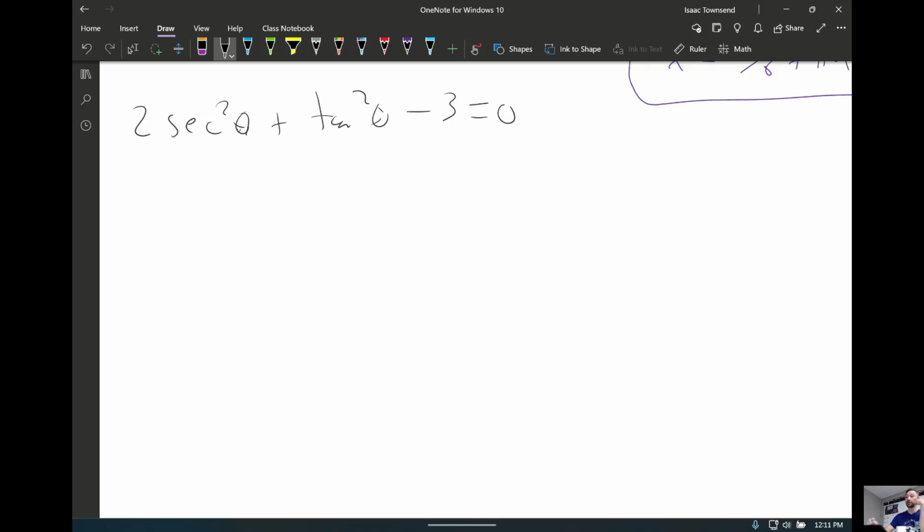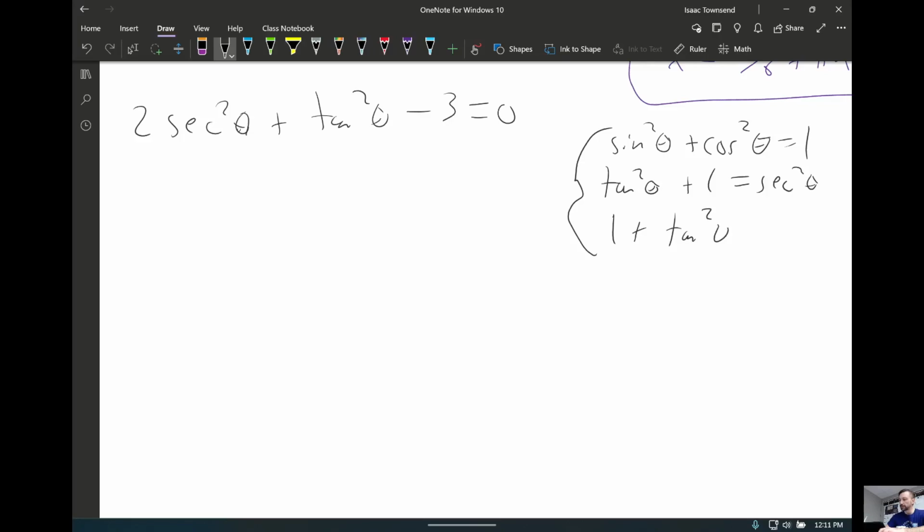change these somehow. The way I suggested that you learn the 3 Pythagorean identities at the start of this year was to memorize the first one, and be able to divide them all by cosine squared, or divide them all by sine squared. And you can find all 3 of them. And so it looks like this is the one that we need.